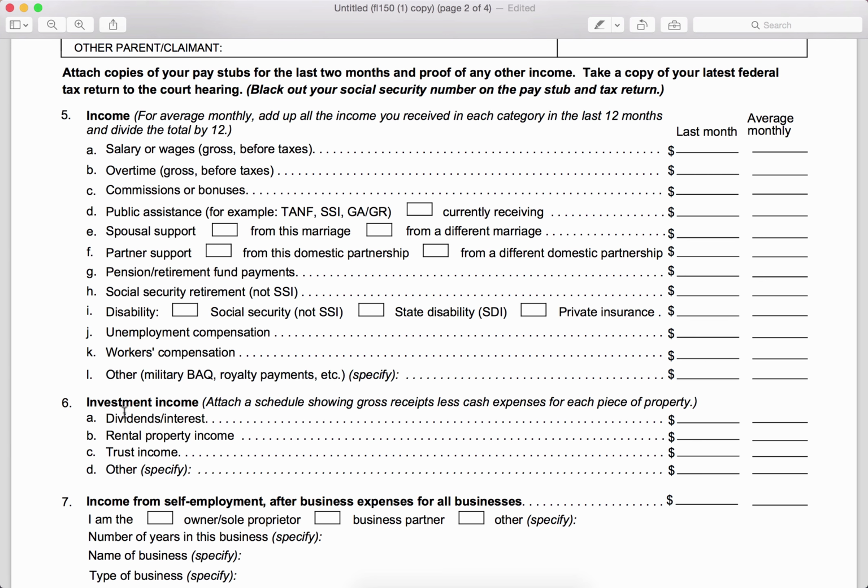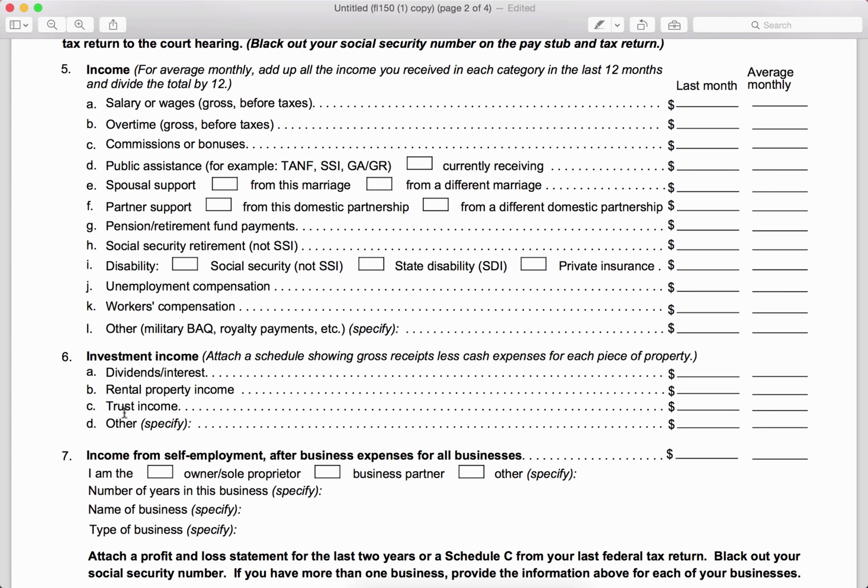Item 5 covers income including salary, overtime, unemployment, spousal support, and more. Fill in amounts for the items that apply to you. If you receive a type of income that is not listed, put it in Item L and write what the income is from. If you do not or did not receive any type of income, leave the item blank or write not applicable, NA.